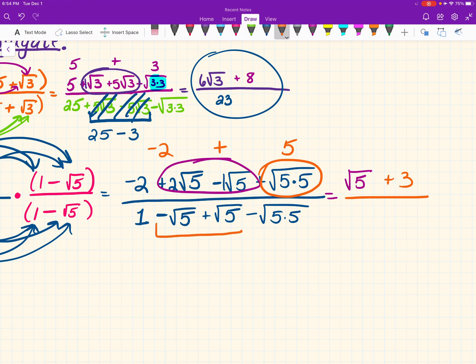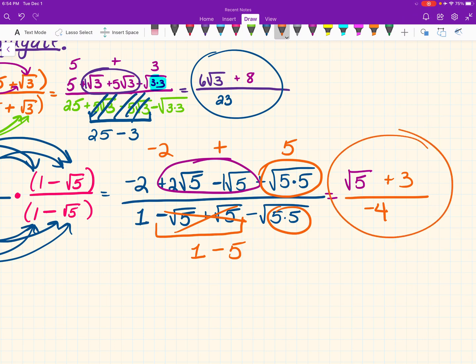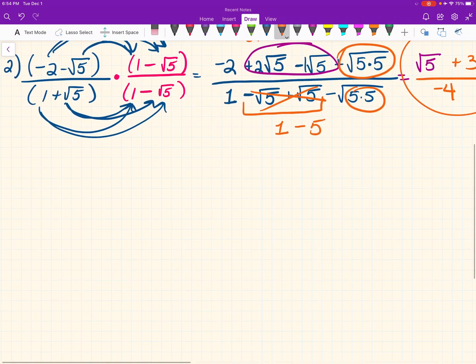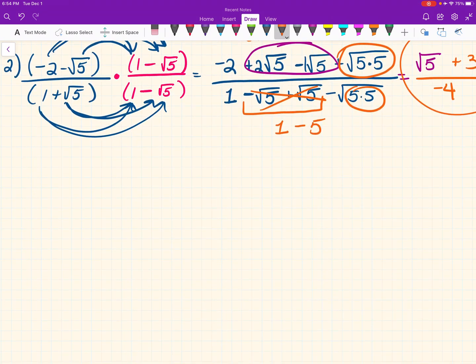The middle terms, if you did it right, should cancel out. Negative root 5 plus root 5, gone. And then the last term should simplify and not be a radical anymore. Okay? And so that's negative 4. And that's your answer. It's not pretty. It's just a lot of algebra manipulation going on here. Let's do one more.